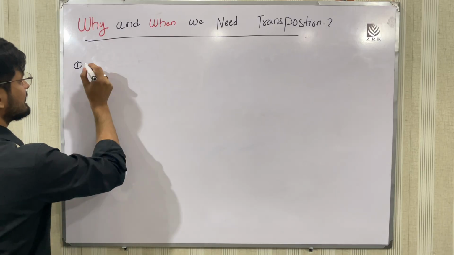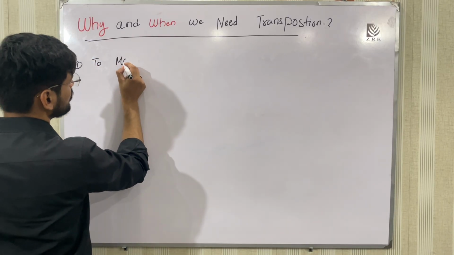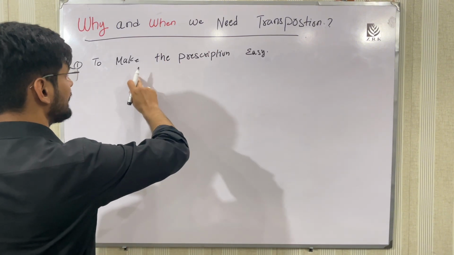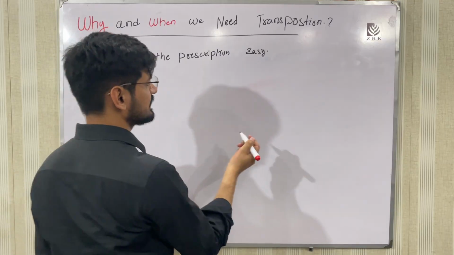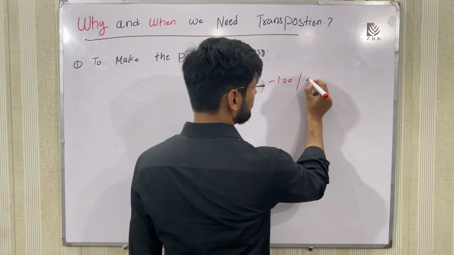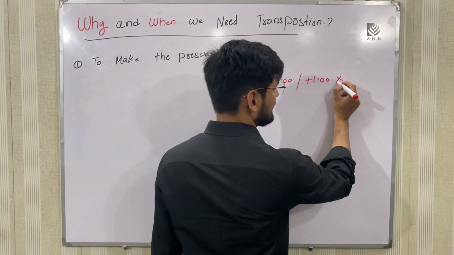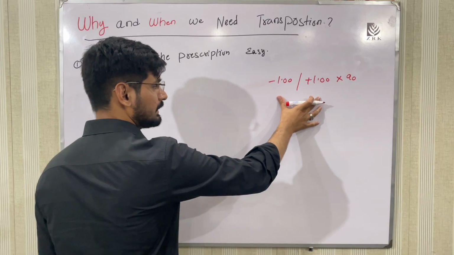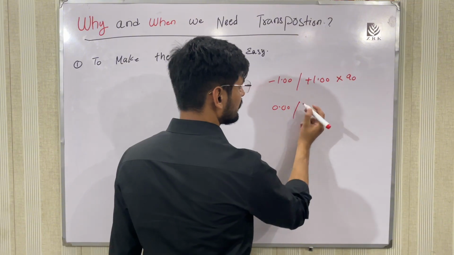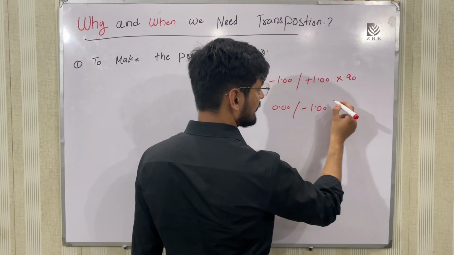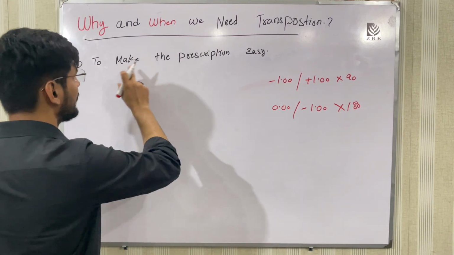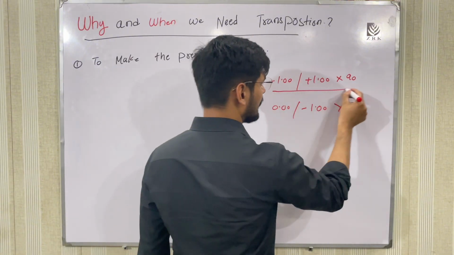The first point says that we need transposition to make the prescription easy. What does it mean? For example, if I have a prescription of minus 1 with plus 1 cylinder at the axis of 90 degrees, and I transpose this prescription, then it will come into 0 sphere with minus 1 cylinder at the axis of 180. It comes after transposition. We learned that this is to make the prescription easy. This is also correct.